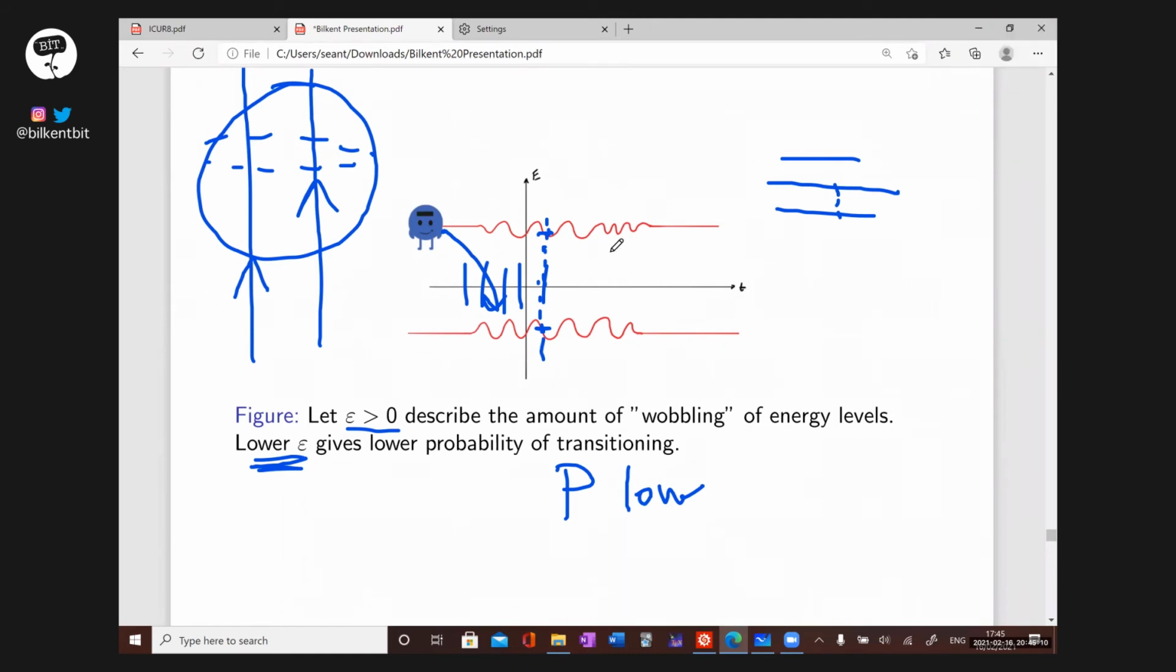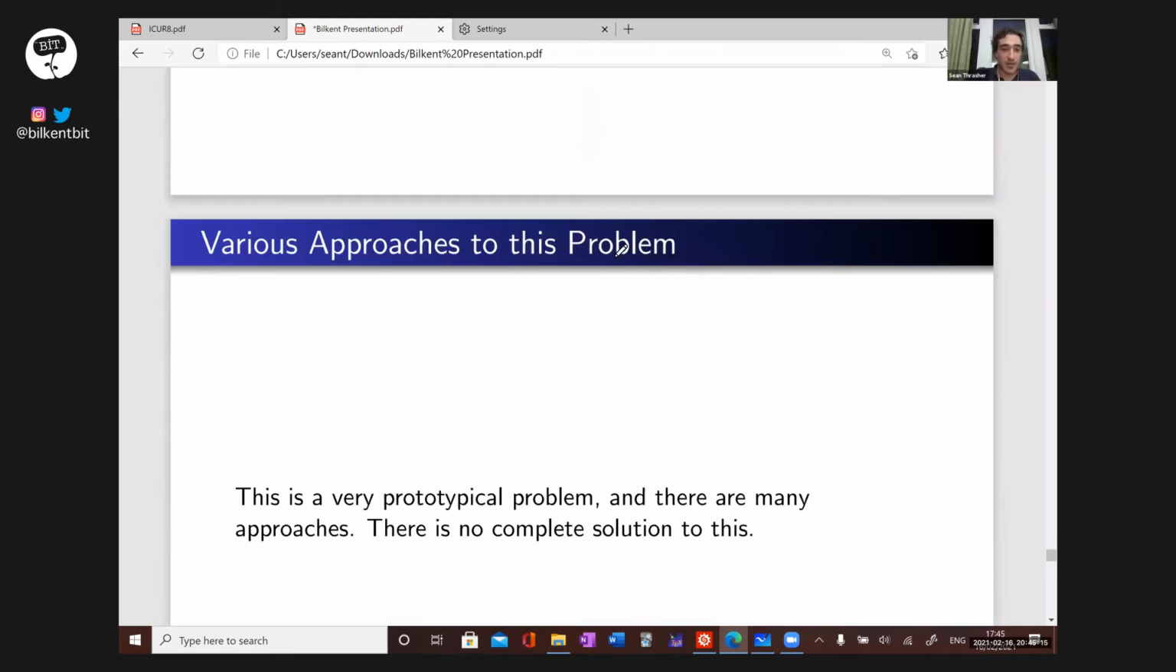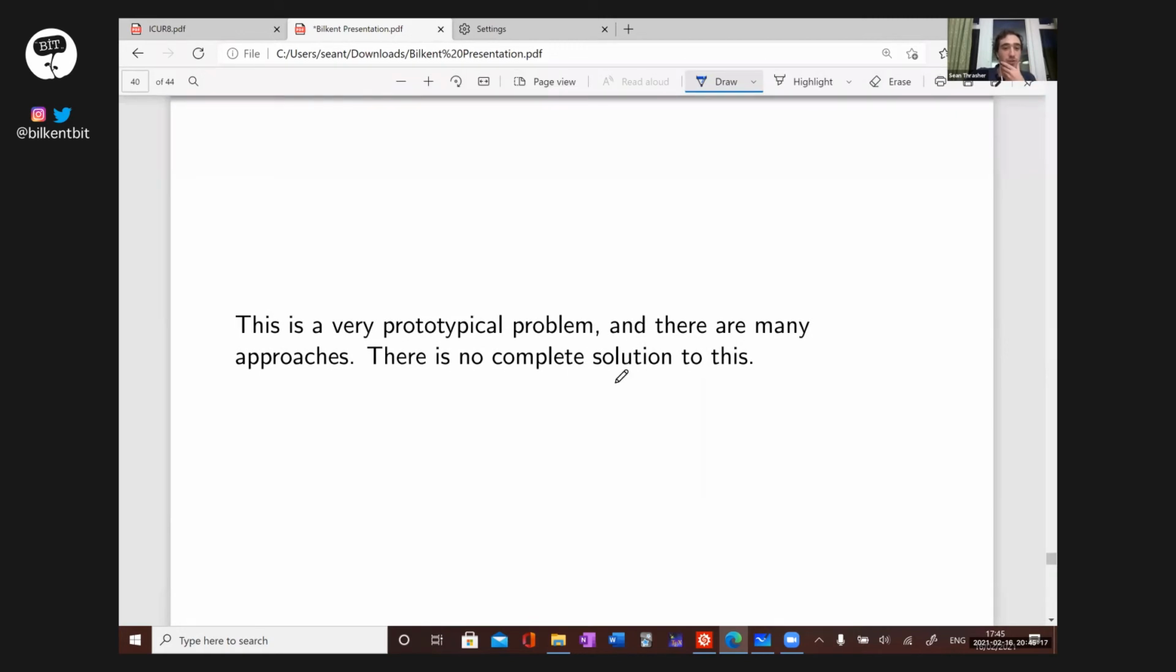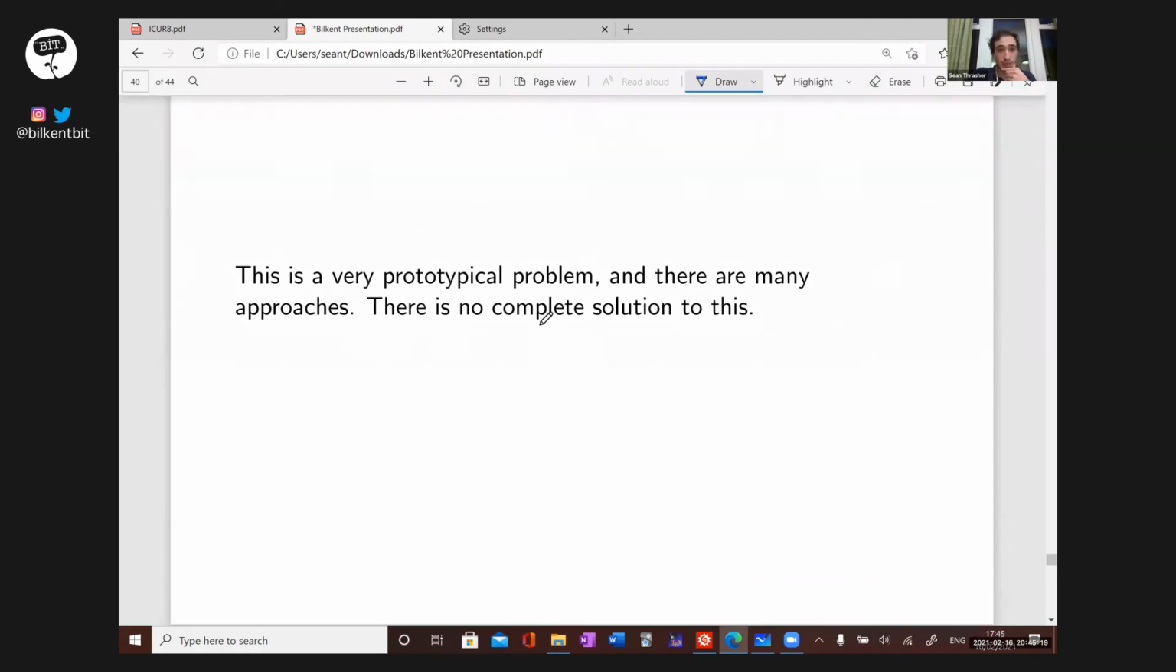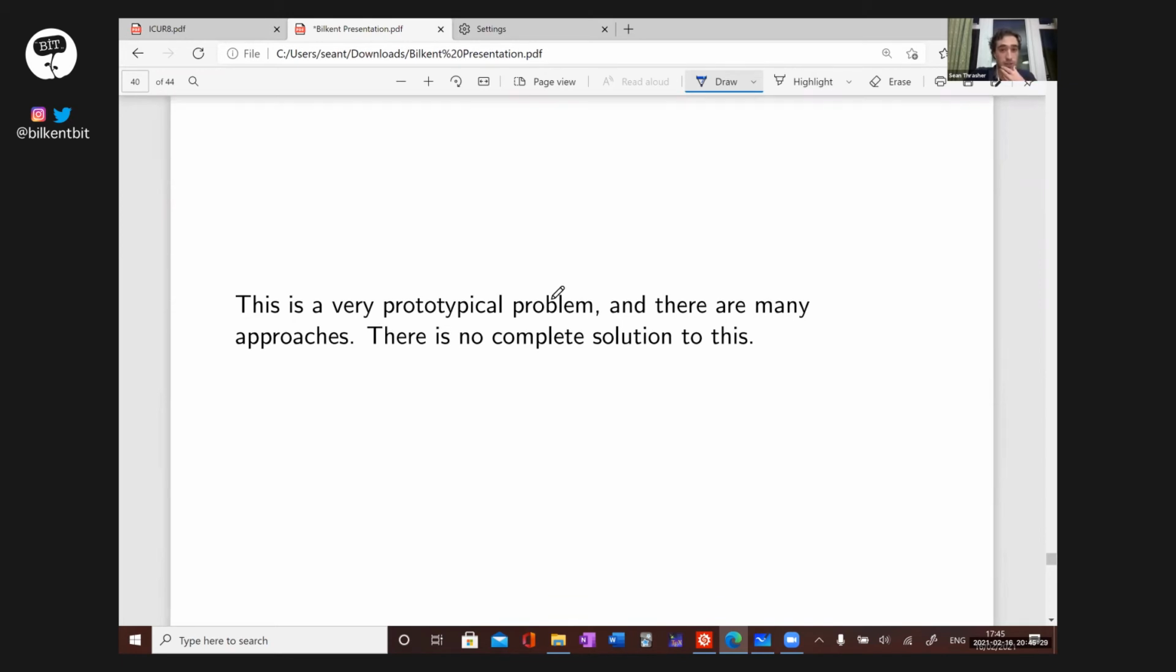Thank you very much. All right, brilliant. So, okay. So yeah, so this is a very prototypical problem. And it turns out that there's no really satisfactory answer to this. A lot of the approaches to the problem are very approximate.